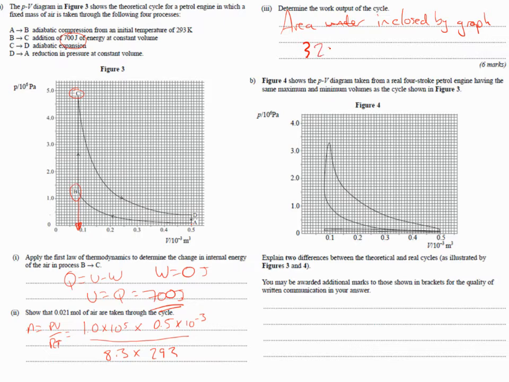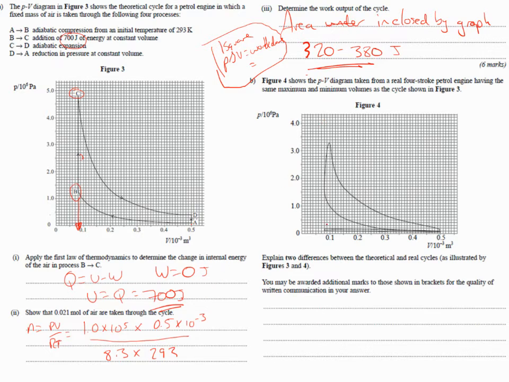You will be allowed basically an answer in this range here. And that's from counting the squares. It's always useful to work out what one square is. And you can do that by saying P change in V is the work done, and then working out for one square. This just guarantees you one mark in case you make a mistake counting the squares.